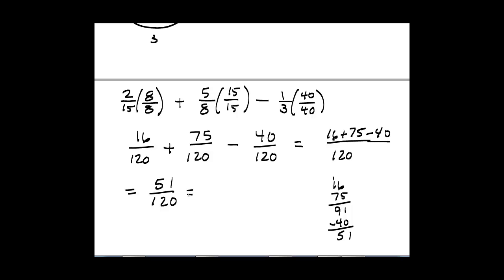I know the prime factors of 51 are 3 times 17, and we can see that 120 is, we know that from up here, 3 times 40. So our 3's can cancel here, and we're left with 17 over 40, and that will be our final answer.